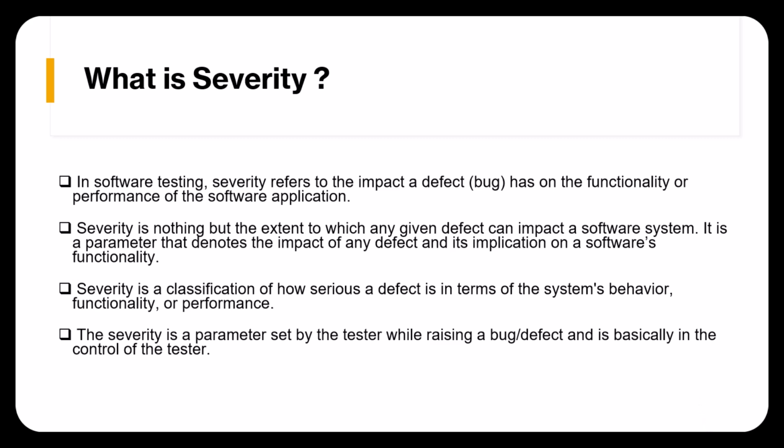This particular parameter is set by the tester while raising a defect, and it's basically under the control of the tester, because the tester can decide how much the severity of that particular defect will be. So while writing the defect report, the tester mentions the priority or severity of that defect. The QA person or test engineer determines the severity based on the impact on the functionality.